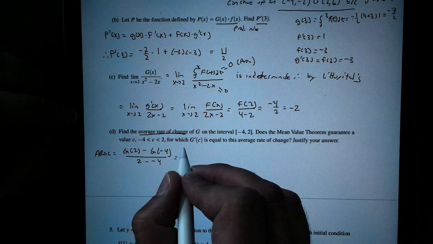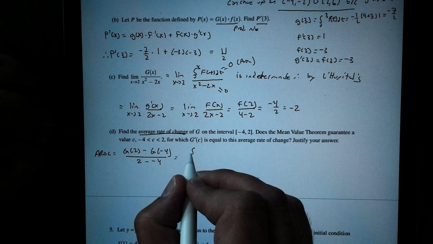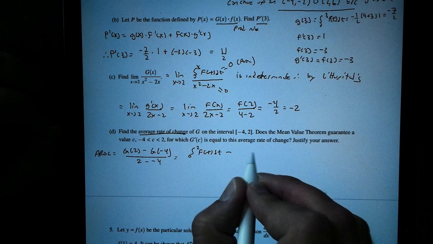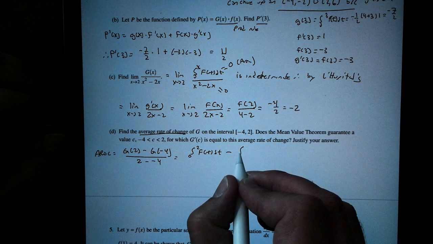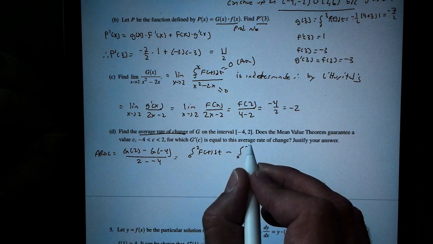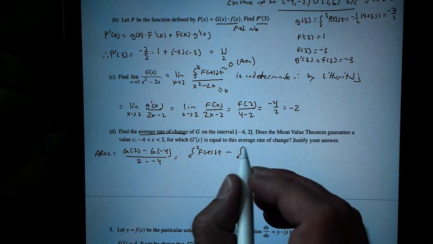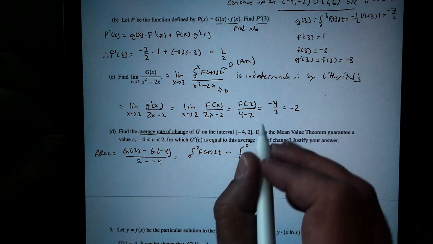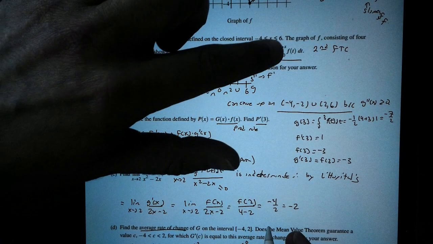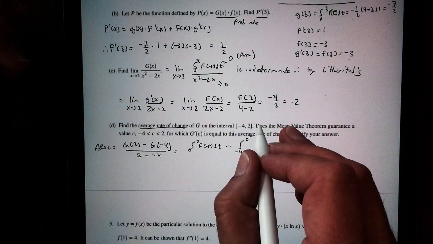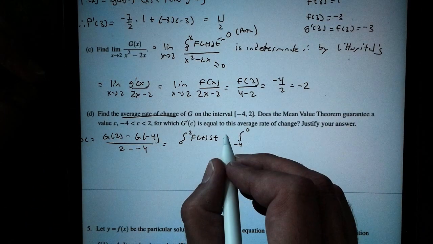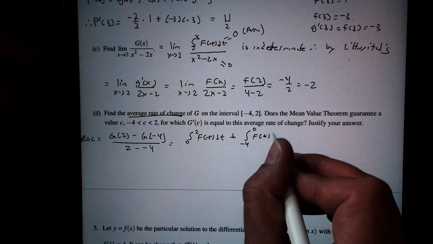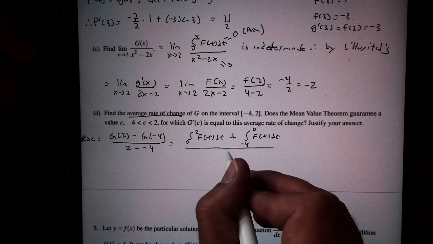On top, what are we going to wind up with? Well, g of 2, remember, is the area from 0 to 2 of f of t dt, minus. Now, take a look here. I would normally go from 0 to negative 4, but I don't like that, so I'm going to switch that around. I'm going to put my negative 4 on bottom and my 0 on top. If I switch them, all I have to do is make this a plus sign, and we'll be okay. And this is going to become f of t dt over 6.